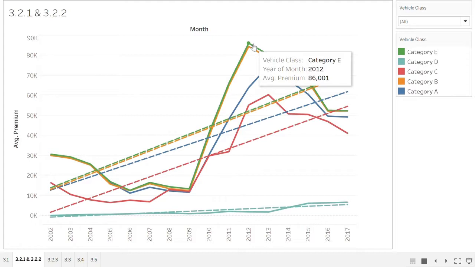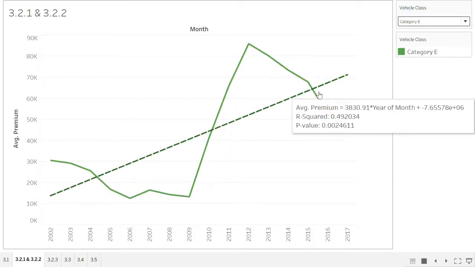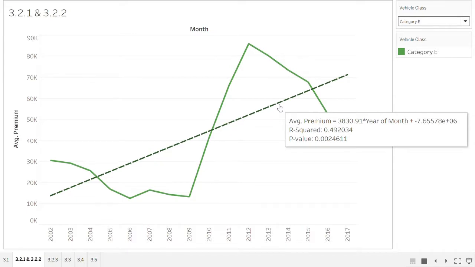This is backed up by the R-square value. R-square value is a statistical measure of how close the data are to the fitted regression line. In general, the higher the R-square value, the better the model fits the observed data. Category E's R-square value is the lowest amongst all the categories at 49.2%. This means that the observed average premium deviated the furthest away from the predicted average premium value.